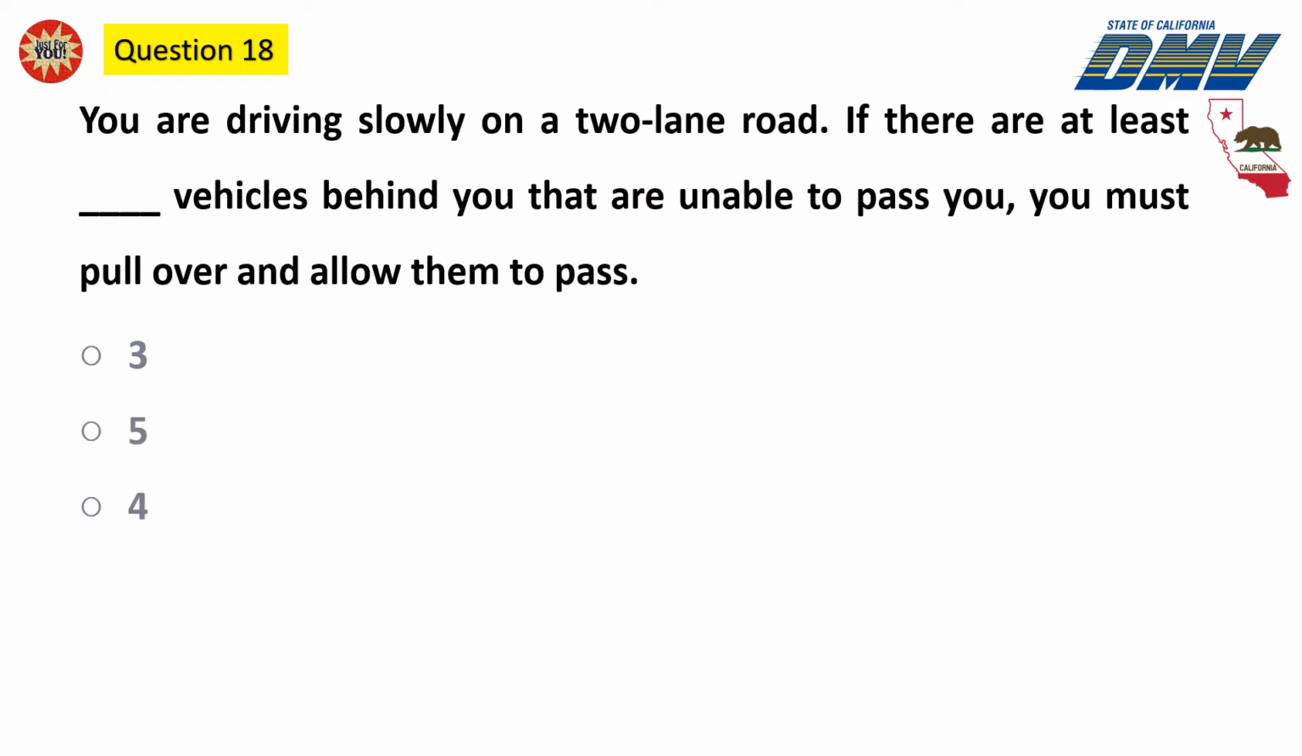Question 18. You are driving slowly on a two-lane road. If there are at least 3, 5, 4 vehicles behind you that are unable to pass you, you must pull over and allow them to pass.